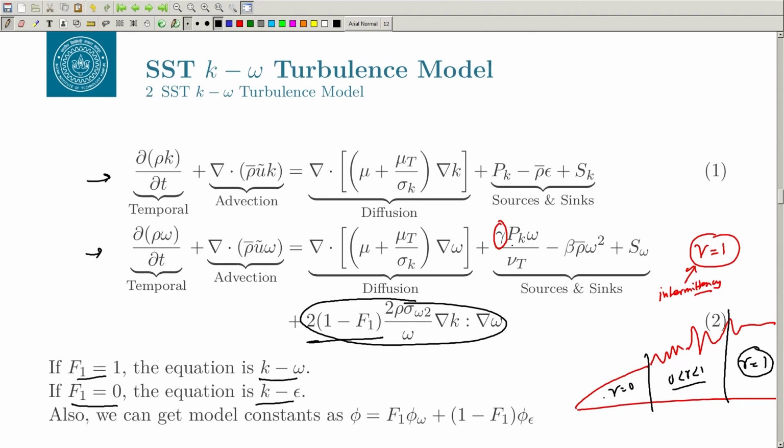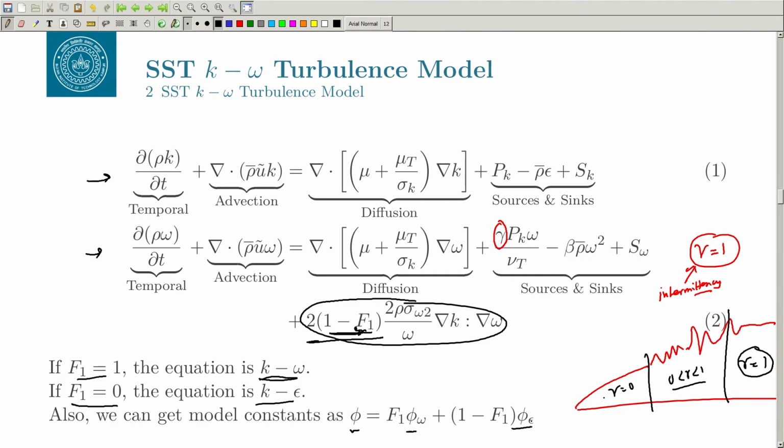But what I am trying to say is that we want to retain the behavior of the k omega model very close to the wall. That will be given by this function 1 minus f1. If f1 equal to 1, the equation is k omega, f1 equal to 0, equation is k epsilon, and we can not only do blending here, but we can use this parameter f1, which is the blending parameter, to get this behavior everywhere.